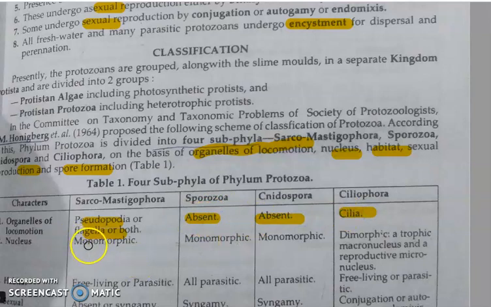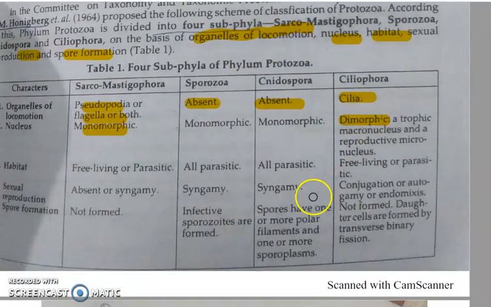The nucleus is monomorphic, meaning a single type of nucleus is there, and in Coeliophora it's dimorphic. An example is paramecium in case of Coeliophora, so it has two nuclei. Then the habitat: Sarcomastigophora could be free living or parasitic. Sporozoans all are parasites. Nidospores are parasites. And Coeliophora could be free living or parasitic.